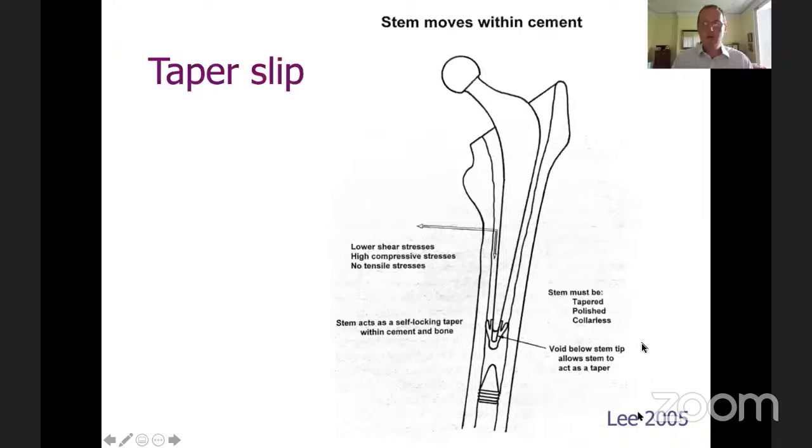But the one that worked by accident, but then was realized why, and then has been developed so successfully by many companies, is the taper slip, or the force closed design. Here you have to have a polished, tapered stem with no collar. It's got to sit within your cement mantle, but because it can then subside, one, because of the creep of the cement, the viscoelastic properties, but also because you leave a little void at the tip of the stem so that it can slip by a millimeter or two over the first year or so.